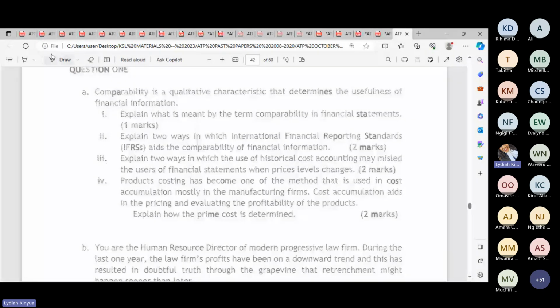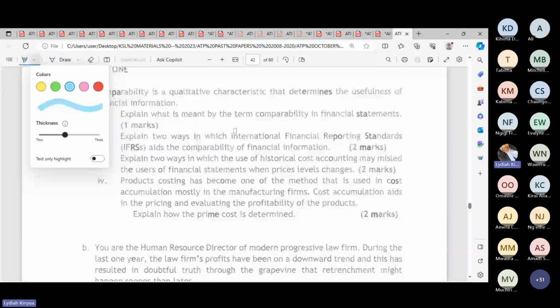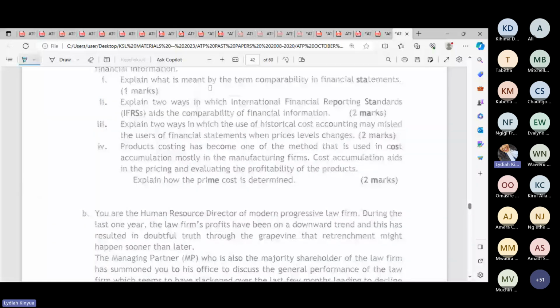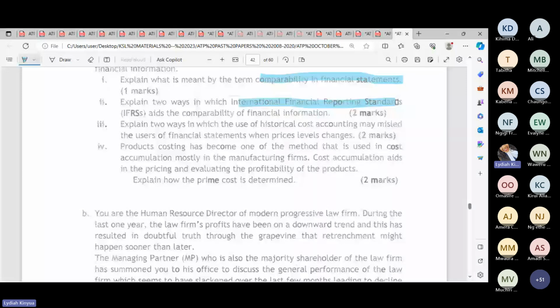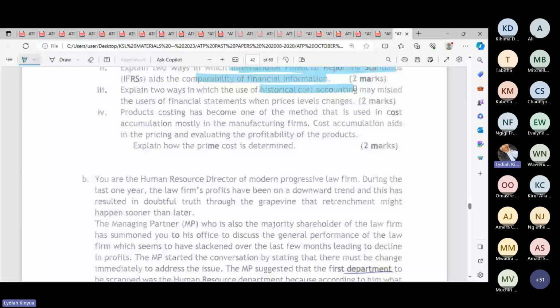So these theory questions for accounting, at least have an idea. Especially this one. Question 1 is asking you the term comparability in financial statements. At least have an idea. Two ways in which international financial reporting standards aid in comparability. You can draft a lot, you forget this theory. They're on page 1 of the book. Two ways in which you use historical cost accounting. Imagine. So question 1 can be an entire theoretical accounting.